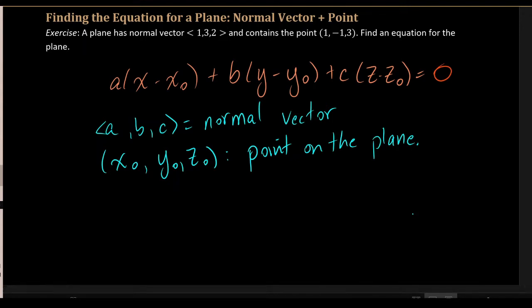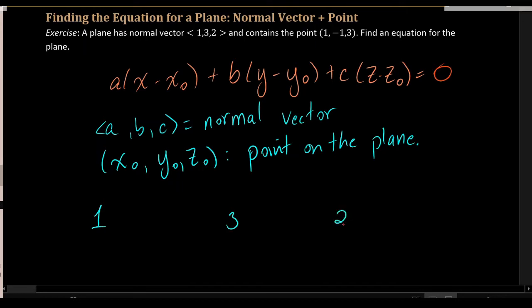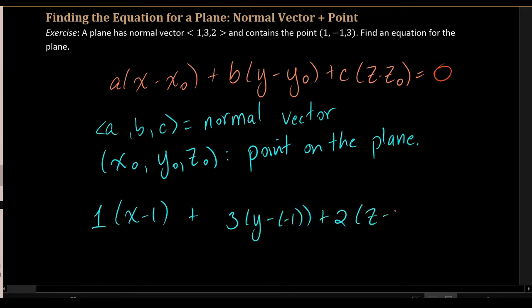We're given that the normal vector for our plane is 1, 3, 2. So those are the values of A, B, and C. We're told that the plane contains the point 1, minus 1, 3. So we get 1 times x minus 1, plus 3 times y minus negative 1, plus 2 times z minus 3 equals 0.